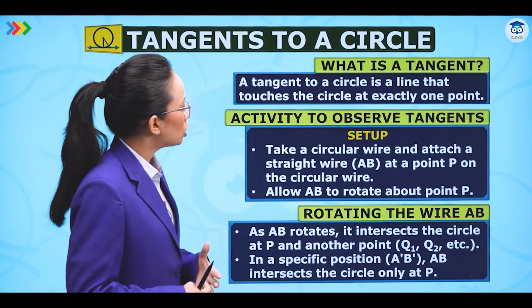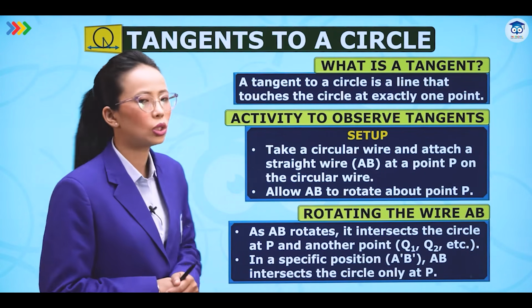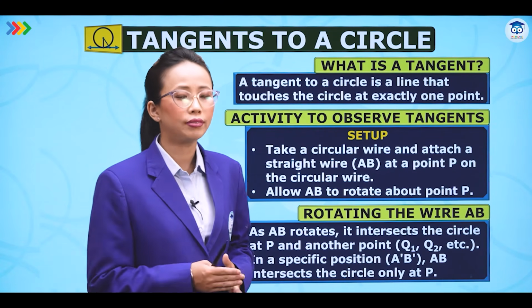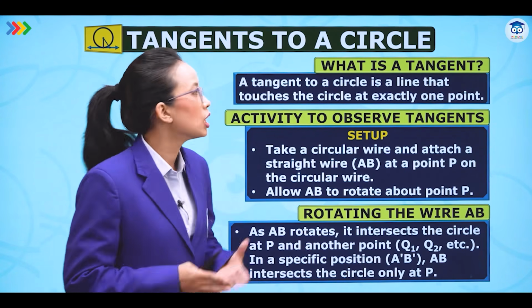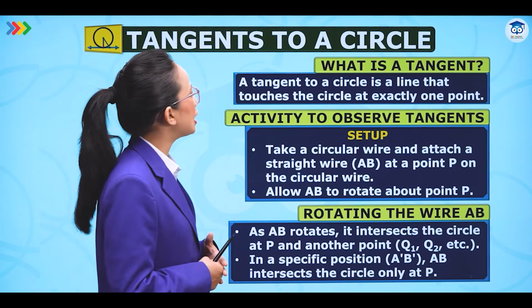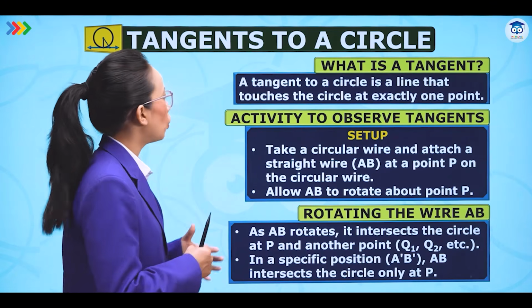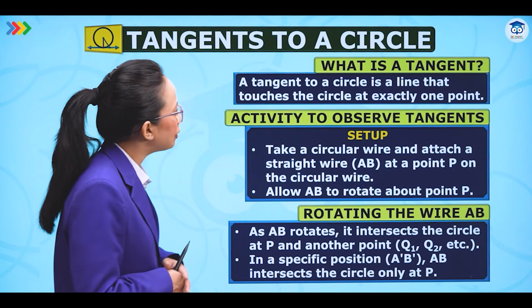So what is the tangent? Let's learn deeply about the tangent because we are going to learn the properties of the tangent with the circle. A tangent to a circle is a line that touches a circle at 1 point. So let's observe a tangent.